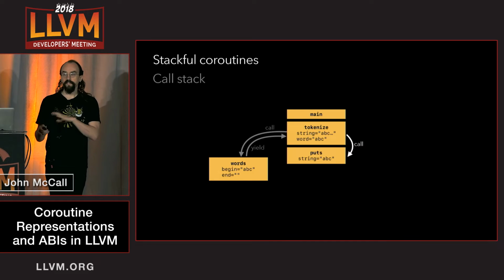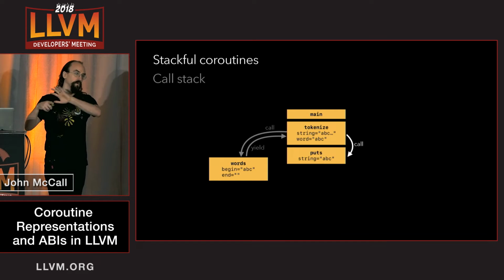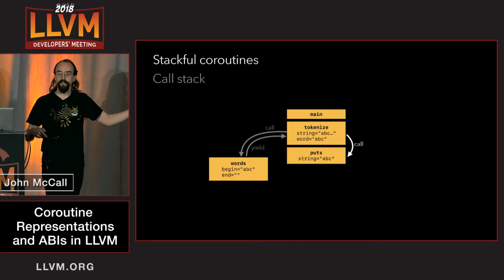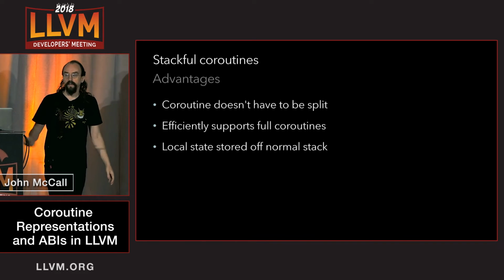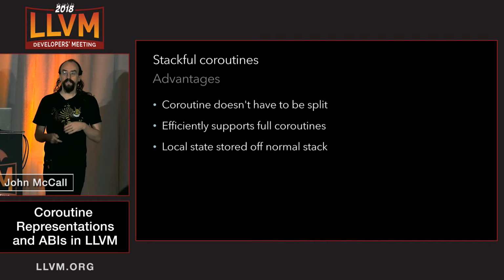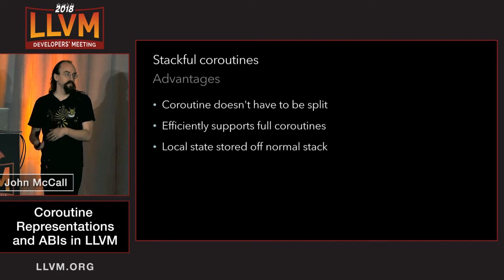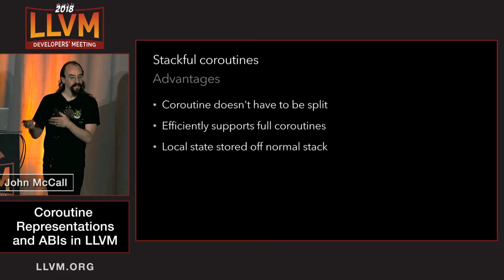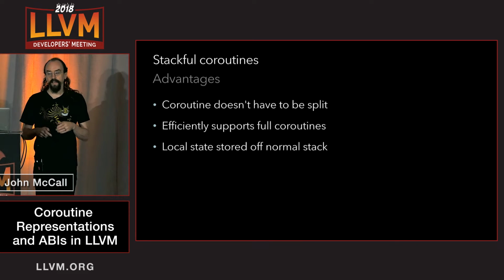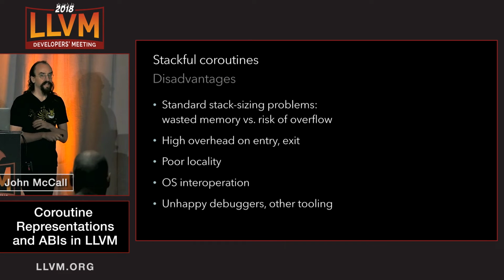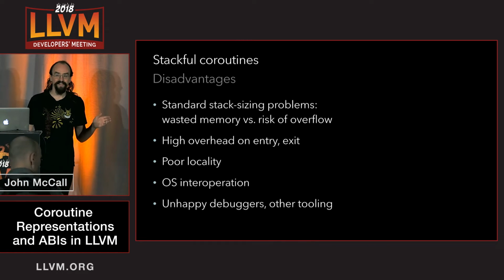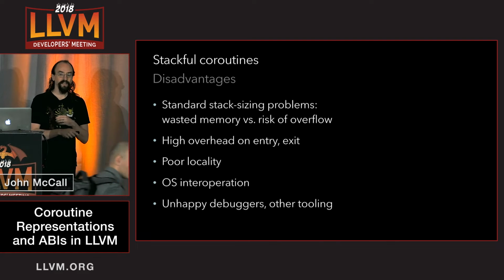So in terms of call stacks, that looks kind of like this. The token holds a reference to this other call stack on the side. When we go back and forth, we're just context switching. So this has some nice advantages. Again, it's very simple. It efficiently supports some really complex coroutine-like features, some of the things that you can do in Simula. It keeps everything off of the normal stack. That's all great.